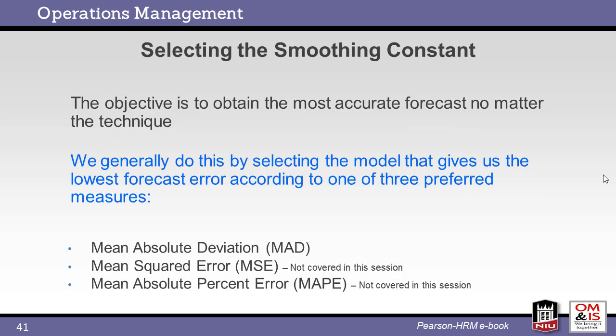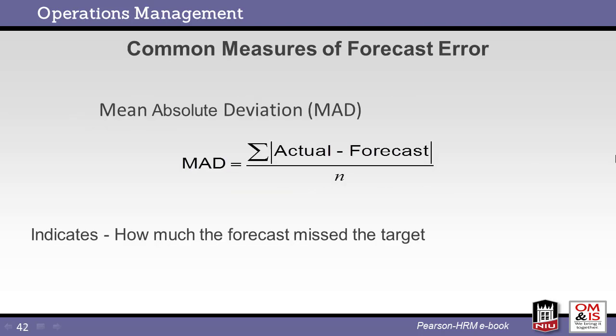How do we know when we have selected a proper alpha constant? We want to obtain the most accurate forecast. Testing your forecast is typically done by comparing the forecast with the actual demand for a given period. There are three preferred measurements of forecast performance, but we will focus on the mean absolute deviation, or MAD. To calculate the MAD, we take the sum of the absolute value of the difference between the actual demand and the forecast. The sum is divided by the number of periods considered.